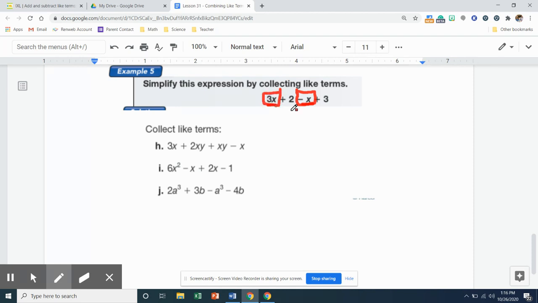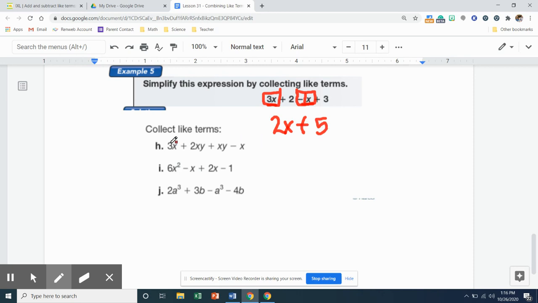So 3x minus x. Remember, there's like an invisible 1 here. And because 1 times any number is itself, this is like 3 minus 1. 3 minus 1 would be 2. And we keep the variable the same. Now we're simply going to add the other like terms, 2 and 3. What is 2 plus 3? 5. So 2x plus 5. Okay, and that's as simple as I can get because now I have an x and a 5, or a constant, and I cannot combine those.